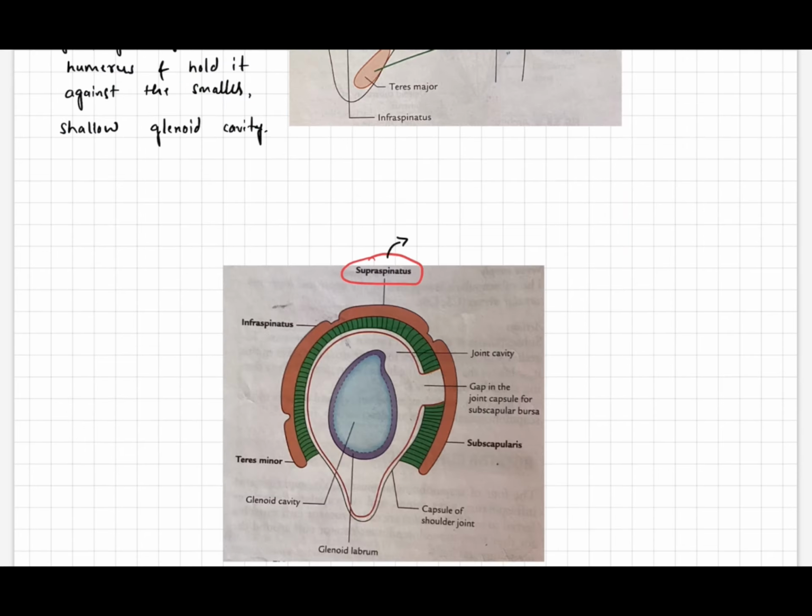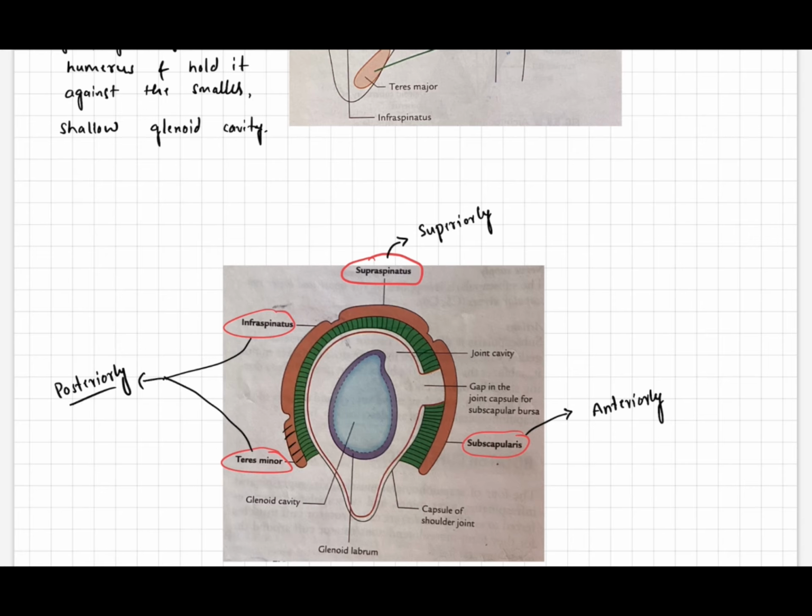Now we will be looking into the SITS muscles positioning. Supraspinatus is located superiorly, subscapularis anteriorly, and teres minor and infraspinatus posteriorly.